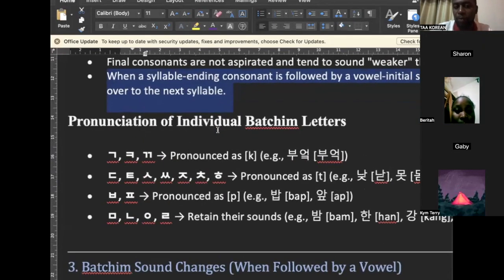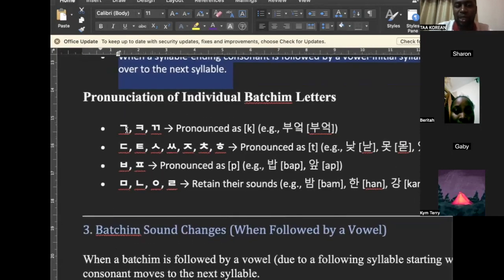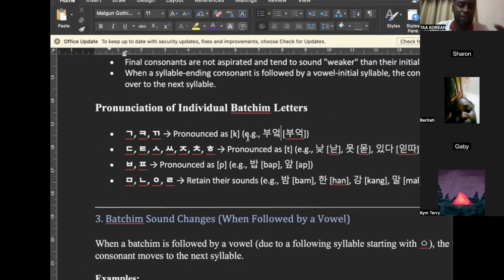Now, for example, we have the pronunciation of these individual batchim letters. So we have Kyo, Kyok, and Sankyo. These are all pronounced sort of like a K, or actually more like a G. It's a softer sound. Think of it more like a G type pronunciation. For example, puak, which is jiko in Swahili, and kitchen in English. When we pronounce them, they all take on the sound G, a softer sound.